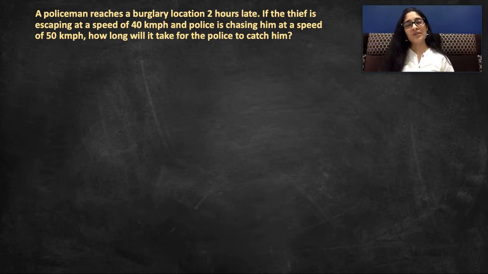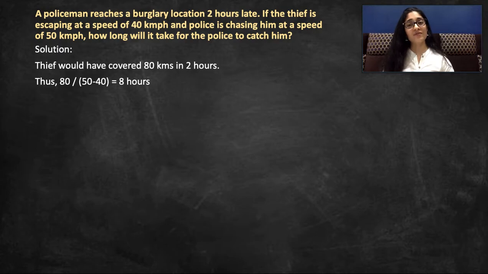A policeman reaches a burglary location 2 hours late. If a thief is escaping at 40 and police is chasing at 50, how long will it take? So very simple, because thief has already moved for 2 hours, thief would have covered 80 kilometers. Now, because police is following him, the relative speed will be 50 minus 40. That gives you 8 hours.